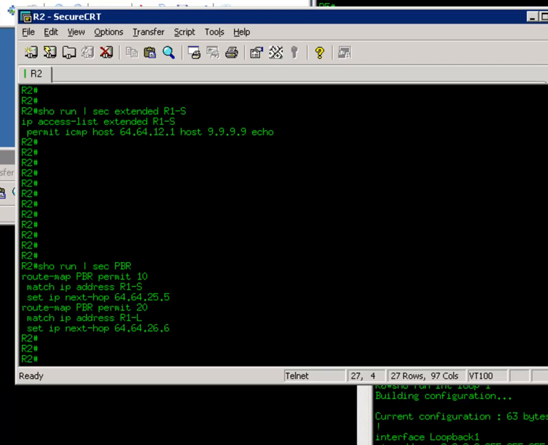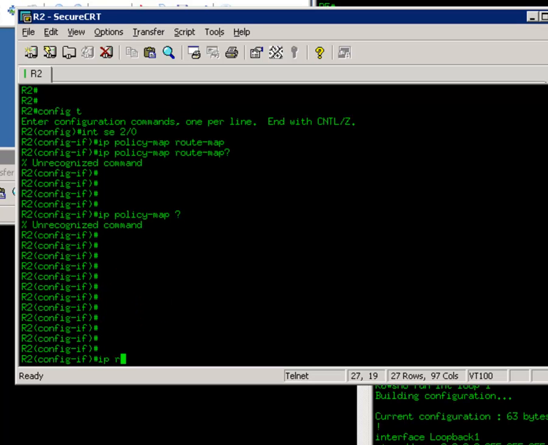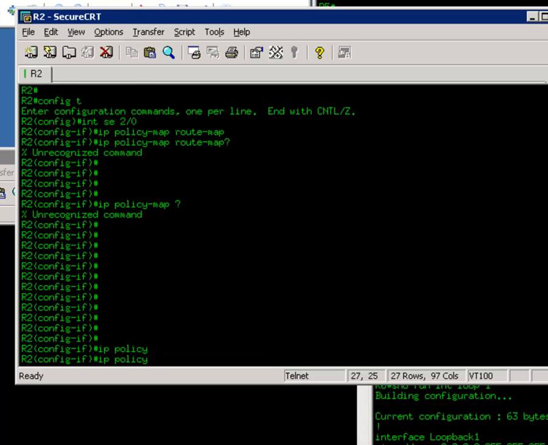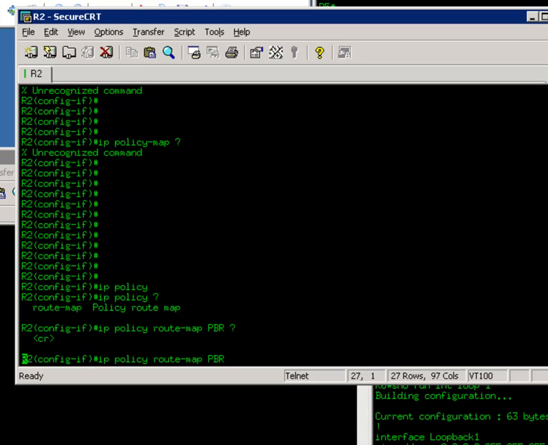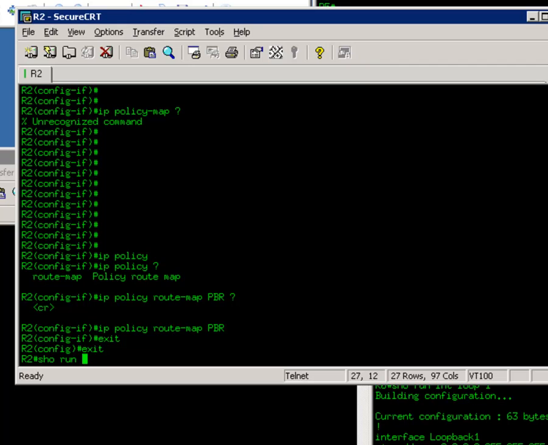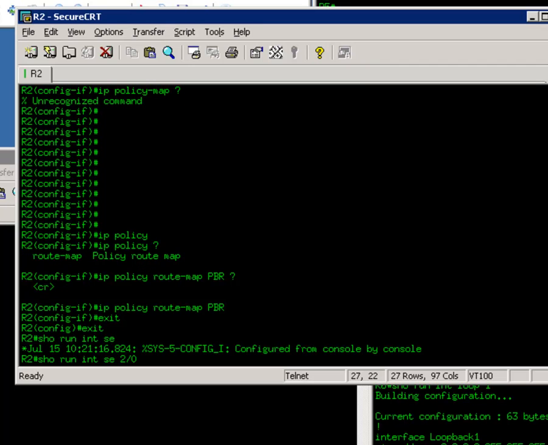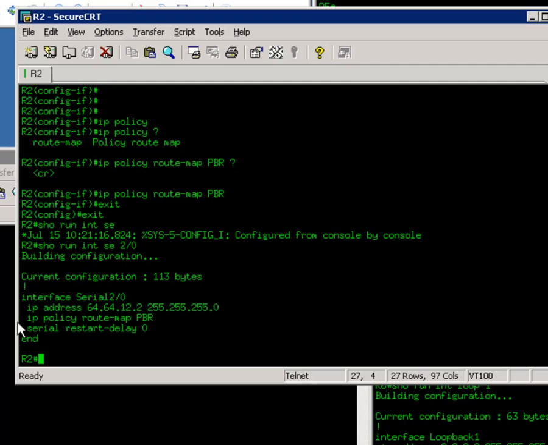Next, I'm going to apply this policy-based route onto router 2's serial interface 2/0, which is the incoming interface of the traffic from router 1. This is how the interface configuration looks like. Added the one line of policy-based routing.